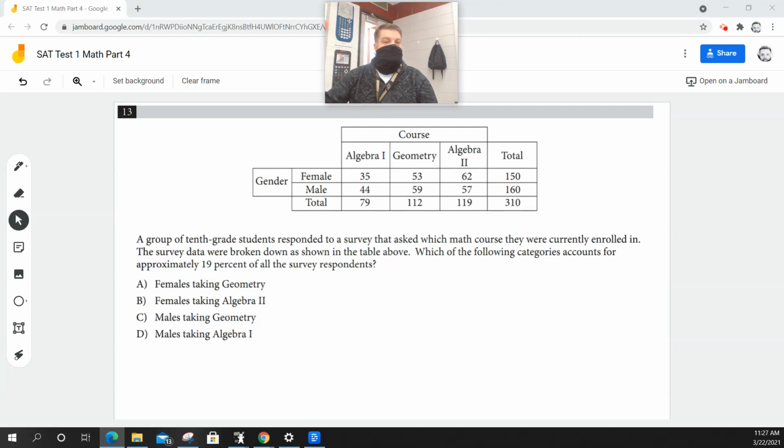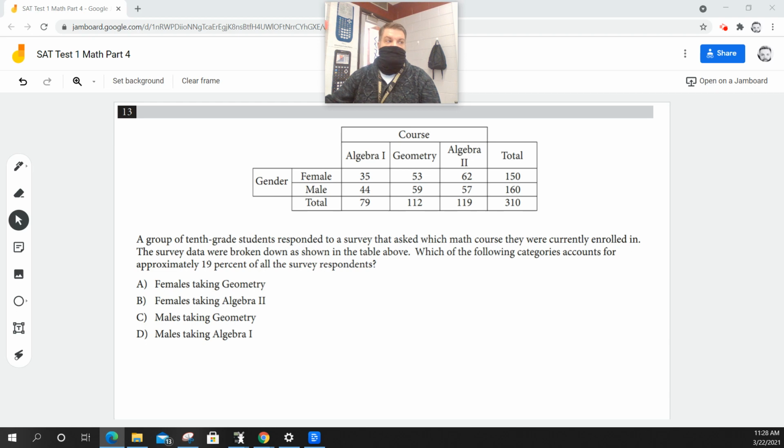So now, for this particular one, it says a group of 10th graders respond to a survey that asks which math course they are currently enrolled in. The survey data was broken down in the table above. Which of the following categories accounts for approximately 19% of all the survey respondents?